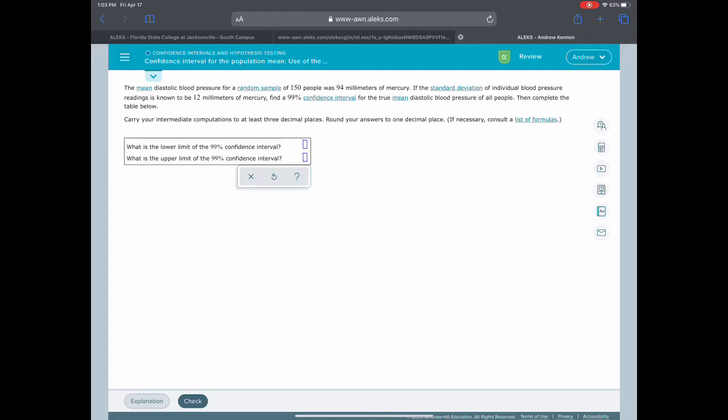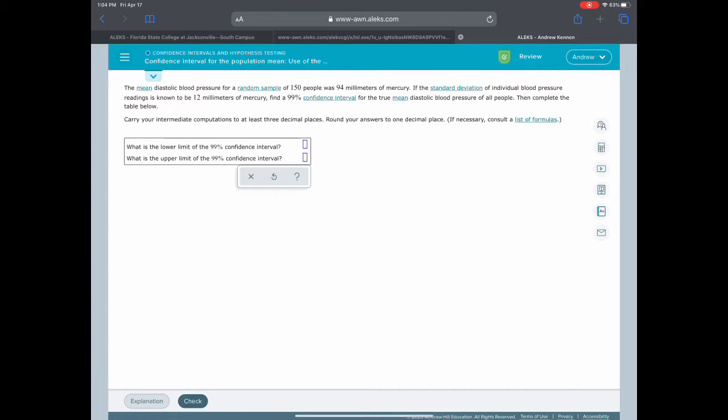The confidence interval for the population mean using the standard normal. The problem says the mean diastolic blood pressure for a random sample of 150 people was 94 millimeters of mercury. If the standard deviation of individual blood pressure readings is about 12 millimeters of mercury, find a 99% confidence interval for the true mean diastolic blood pressure of all people. Then complete the table below.